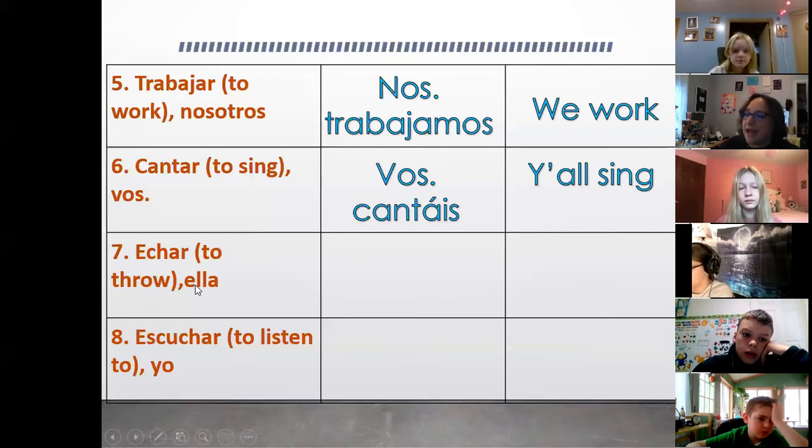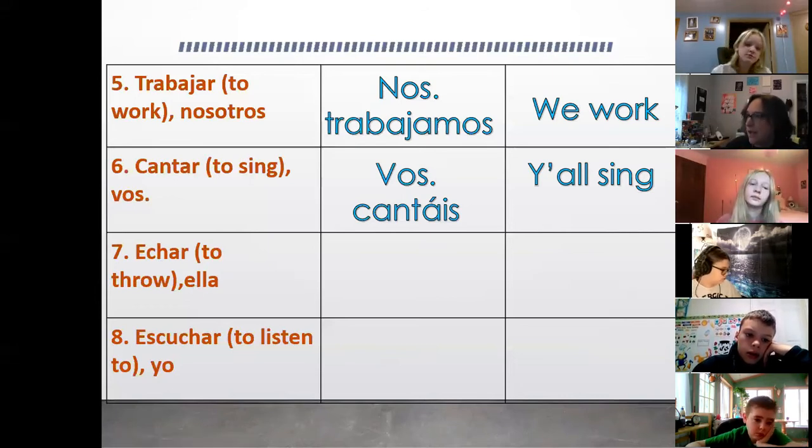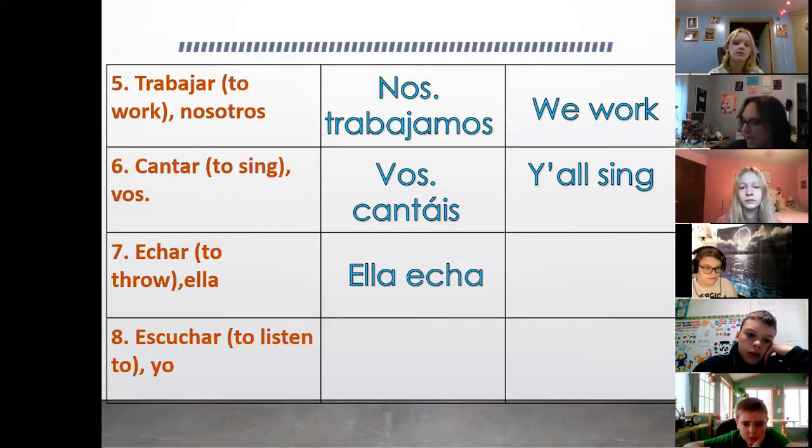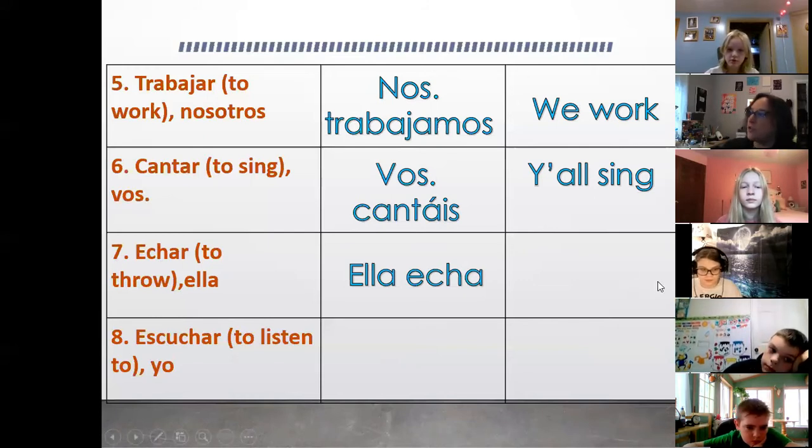Echar is to throw something. Ella. The ella ending, when you look at your chart, it's the bottom left ending. Ella echa. So the translation then is she. What does it mean? It means to throw. She throws.